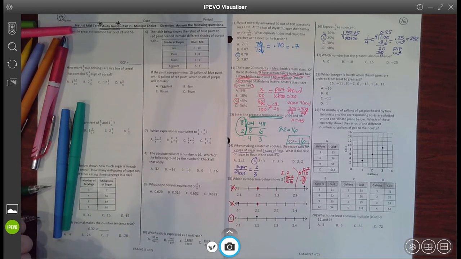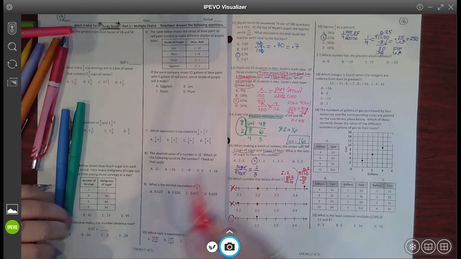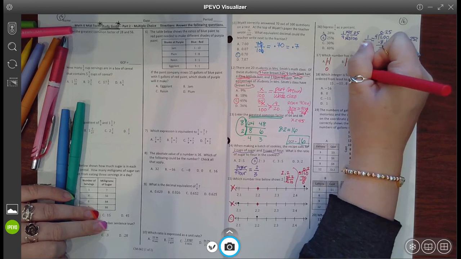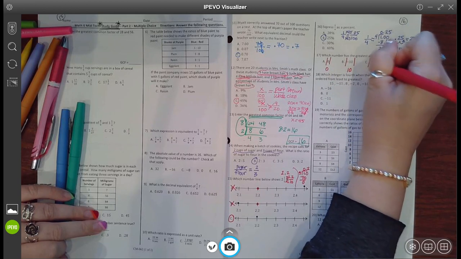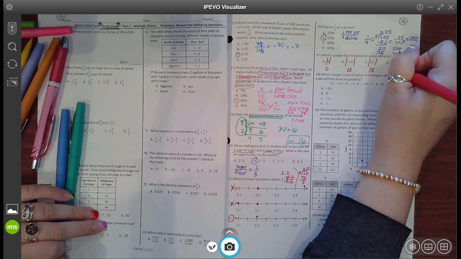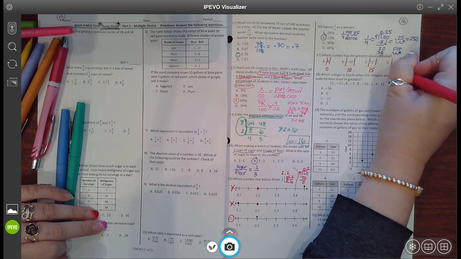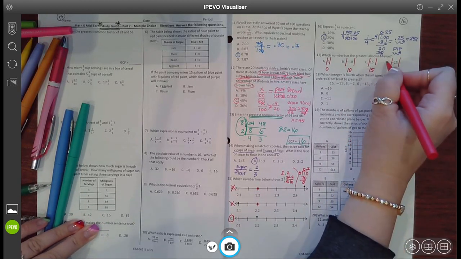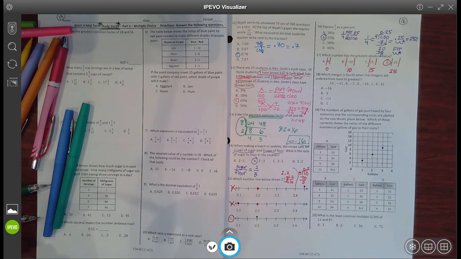The next one says, which number has the greatest absolute value? Well, the absolute value of 0 is 0. Absolute value of -10 is 10. Absolute value of 15 is 15. And the absolute value of -25 is 25. So which number is the greatest value? D, 25.